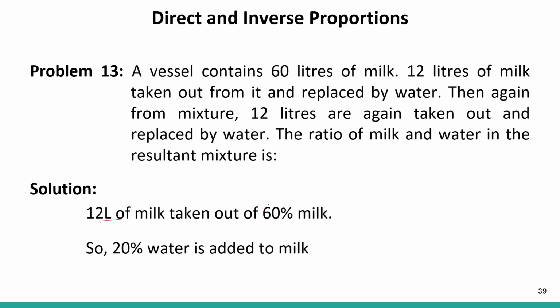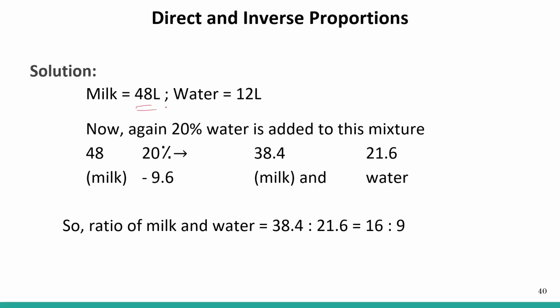So 12 liters of milk is taken out of 60 liters, so 20% water is added to it. Okay, this is what is given to us. So milk is equal to 48 liters, because 12 liters of milk is taken out of 60. Okay, so 48 liters of milk and water is equal to 12 liters, total 60 liters. So now again 20% is taken out of the mixture. So 20% of 48, that is equal to 9.6, so milk is 38.4 and 21.6 is now the water. Okay, so ratio of milk and water is equal to 38.4 is to 21.6, that is 16:9.